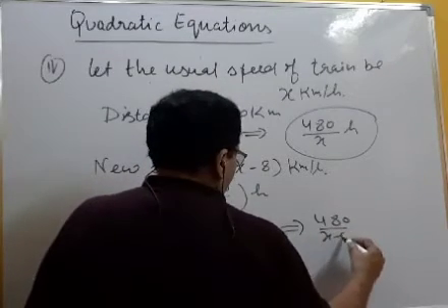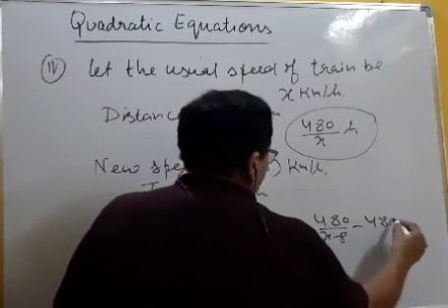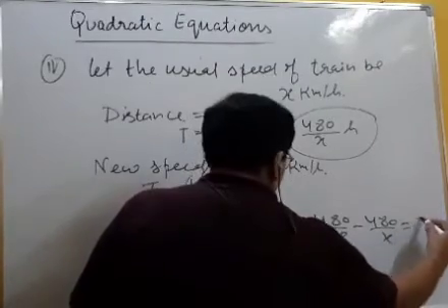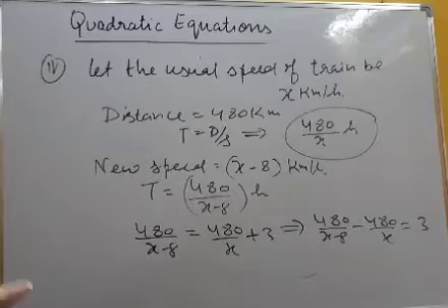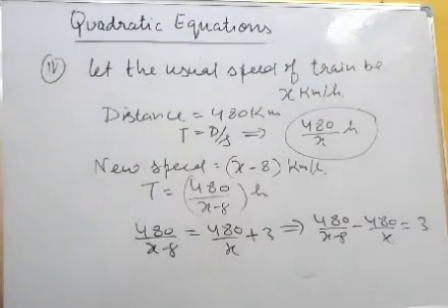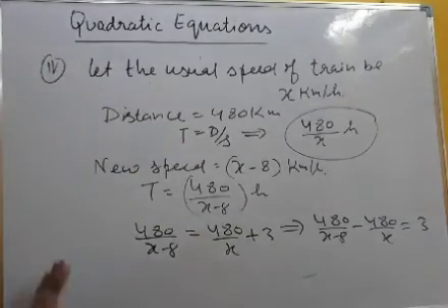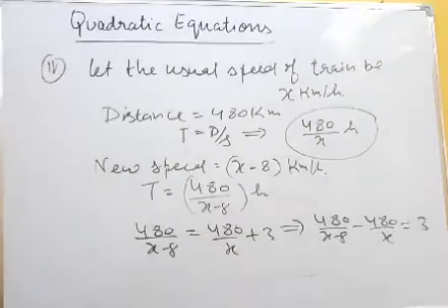Okay, now you get 480 upon x minus 8 minus 480 upon x is equal to 3. Now you say, sir, this is not a quadratic equation. So first I will give you 2 minutes to write it down, then I will tell you how to convert it to the quadratic equation.